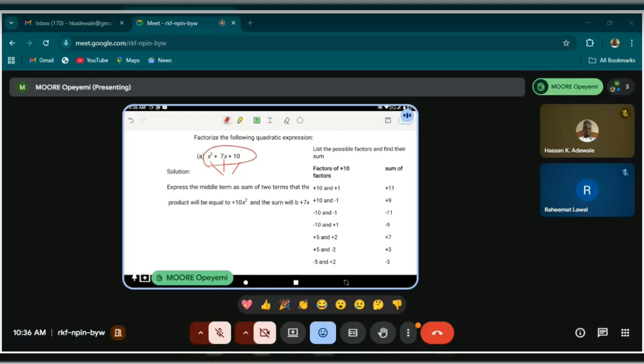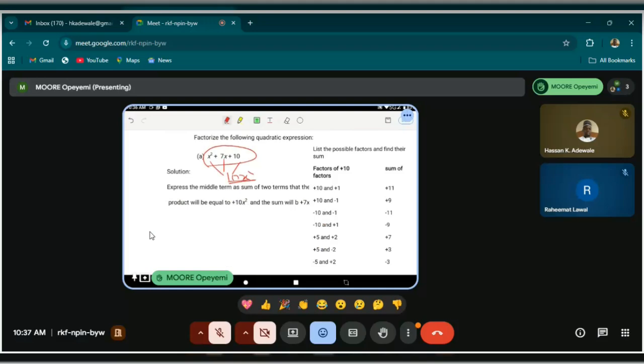It's not ordinary 10. x squared is also part of it. That will be 10x squared. Are you with me? Yes, sir. Now, as we have said, we drop the x squared, we have 10. What are the factors of 10 that when we multiply, will give us 10, and when we add, will give us 7? That is what I did on this side.